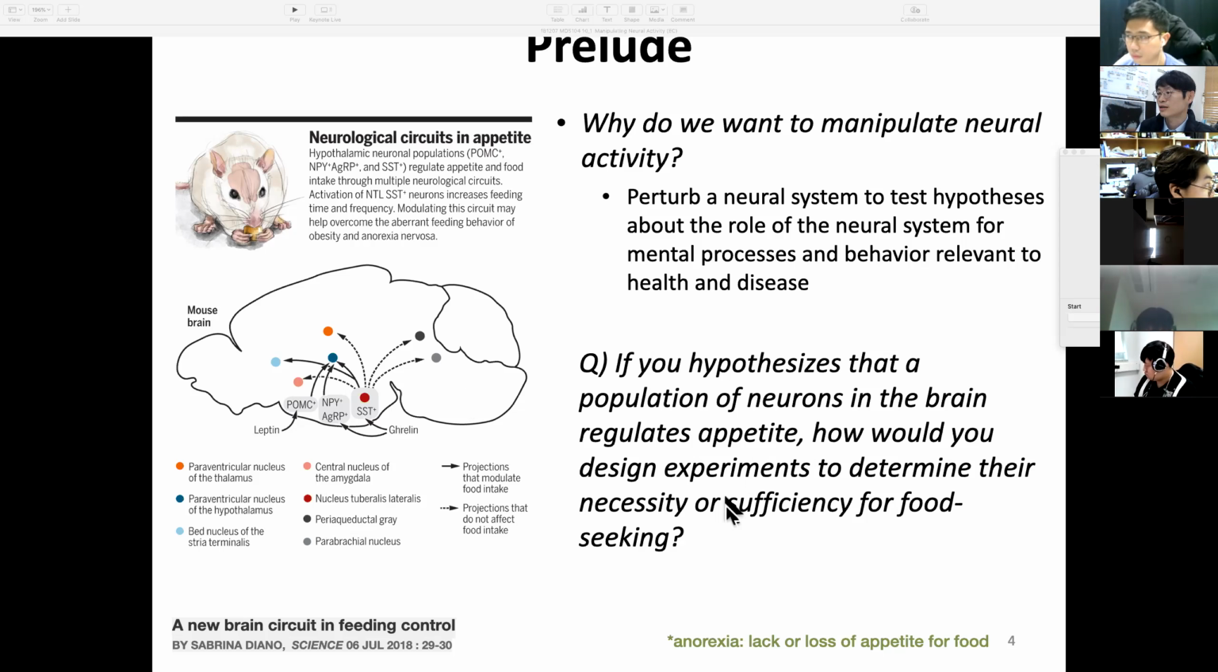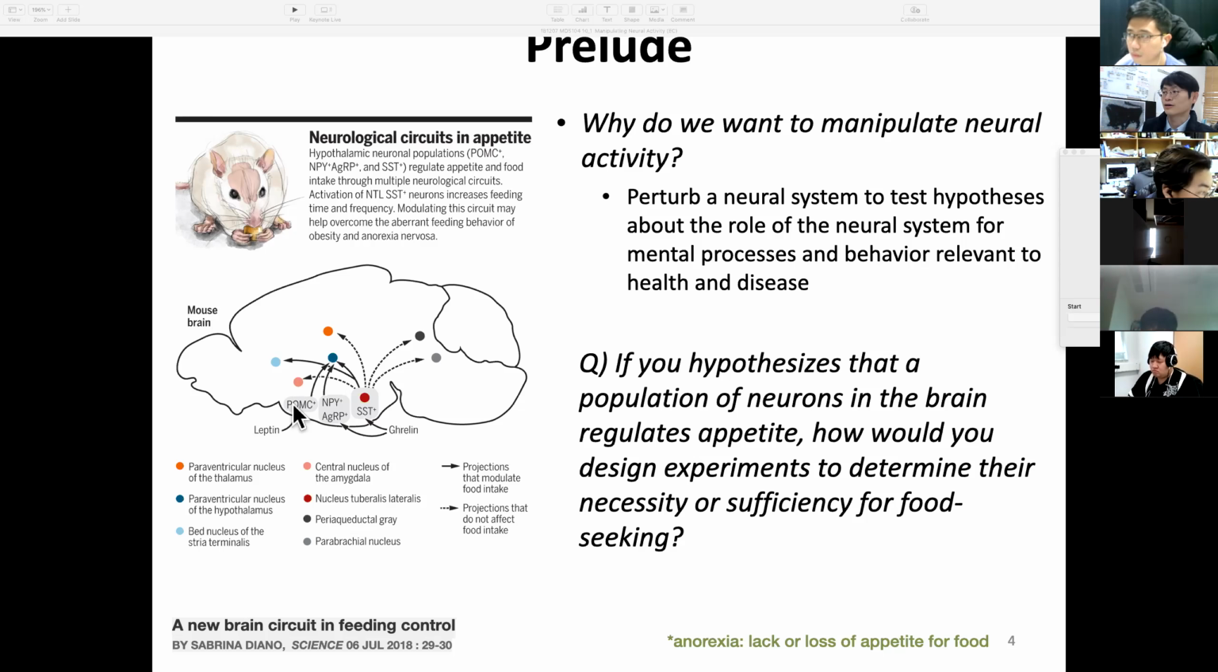So your design would only show that this area is at least necessary for food seeking. Or what about this area? On the other hand, you can stimulate the area to activate the neurons in that particular population. And you realize the animal now starts eating and keeps seeking food. Then you can at least see this neural activity is sufficient to cause the animal to take in more food.